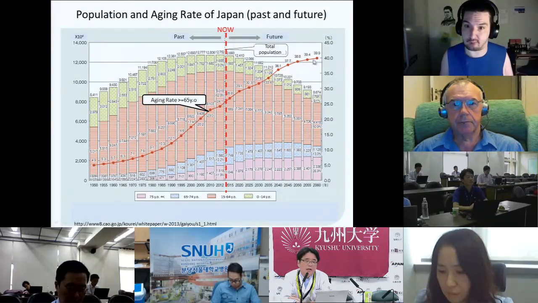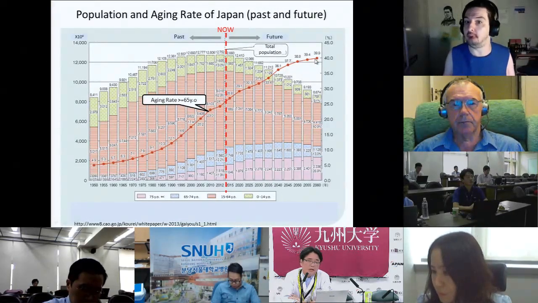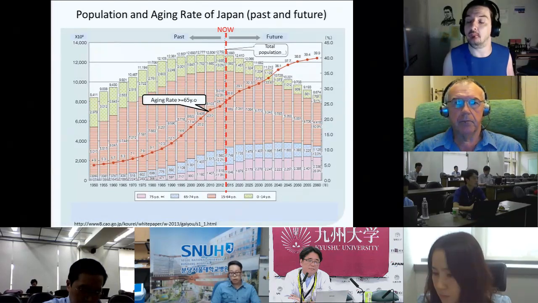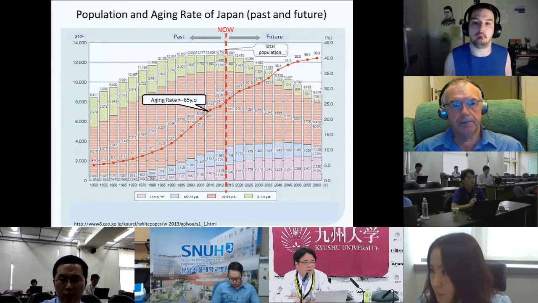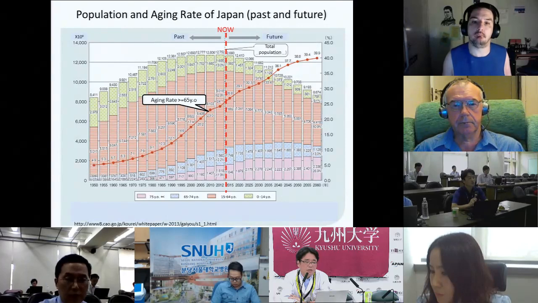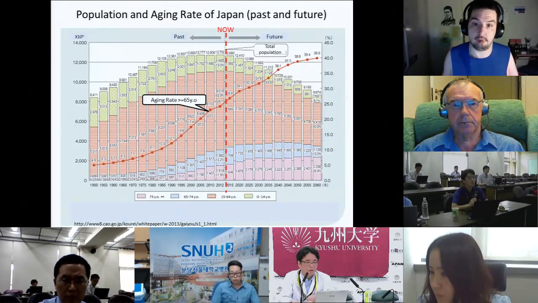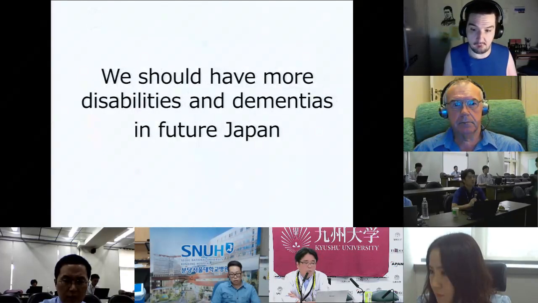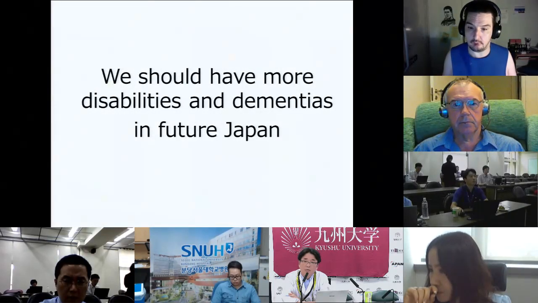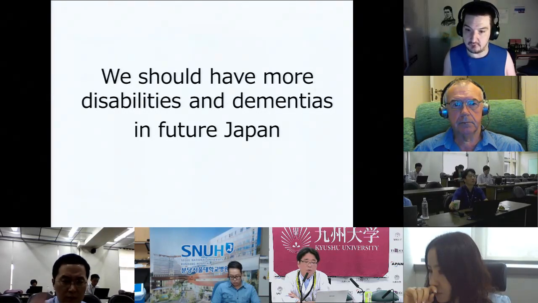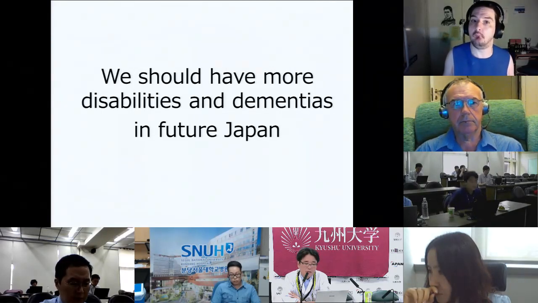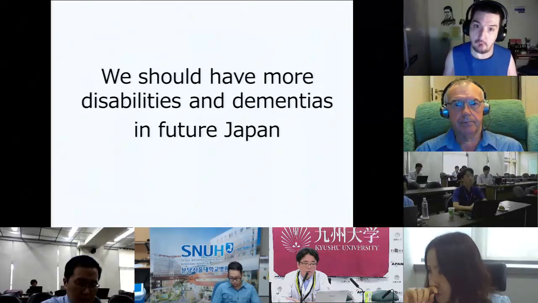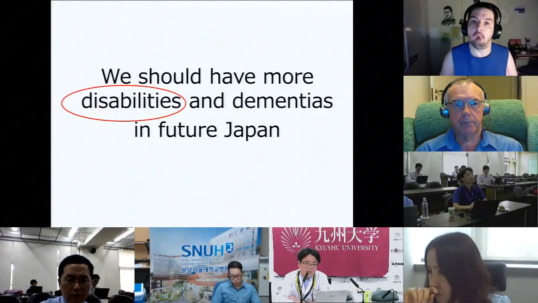It's going to be really difficult to support this society without any innovation. This means we will have more disabilities and dementias in future Japan, and many countries in the world are following us. In this presentation, I would like to focus on disabilities, not on dementias. This is maybe the next topic, I think.